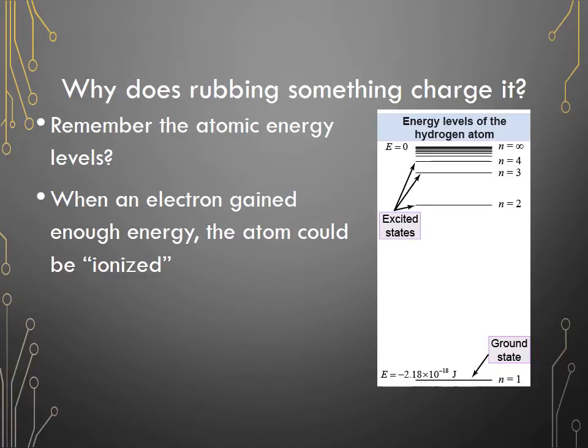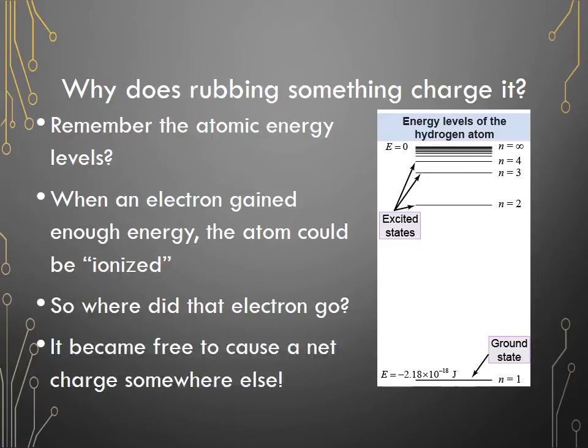So if an electron gained enough energy, the atom could be ionized. You might have seen this level as the ionization energy of an atom. So where did that electron actually go? Well, it became free to cause a net charge somewhere else. And where did that electron get the energy? Well, friction does work, and work transfers energy.